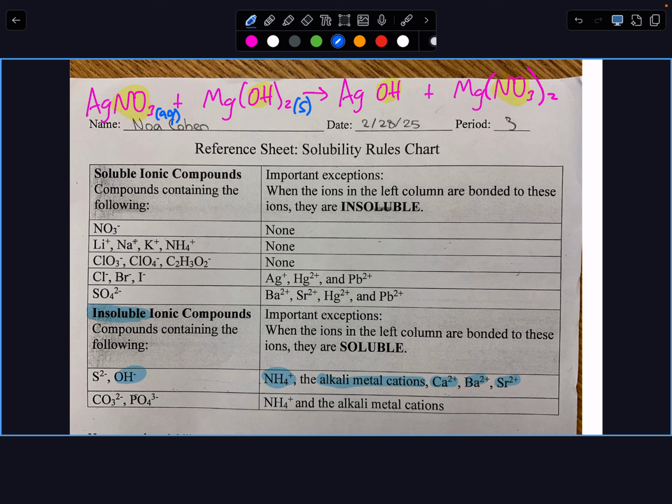Okay, AgOH. Do you see AgOH anywhere? Salt, right? Solid. The exceptions are not Ag. Ag is not here. So this is solid. And then Mg(NO3)2. Beautiful. And then, of course, you balance it, and there you go. Good?